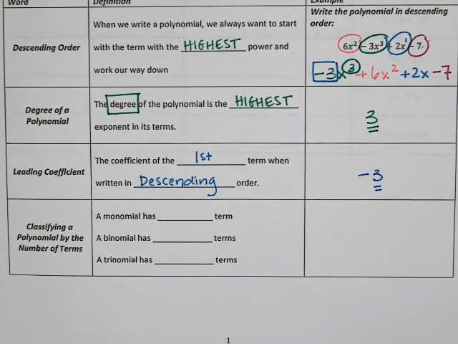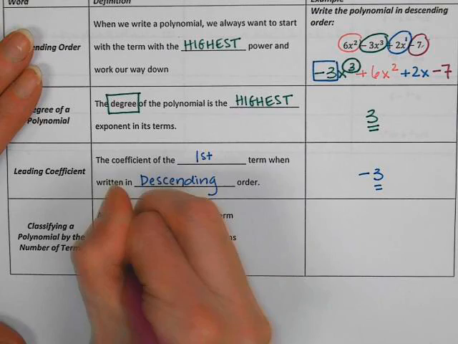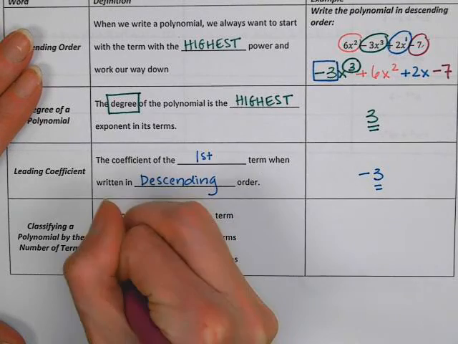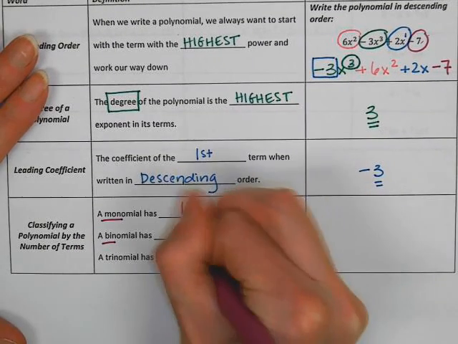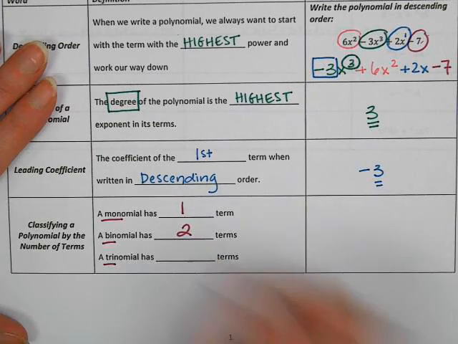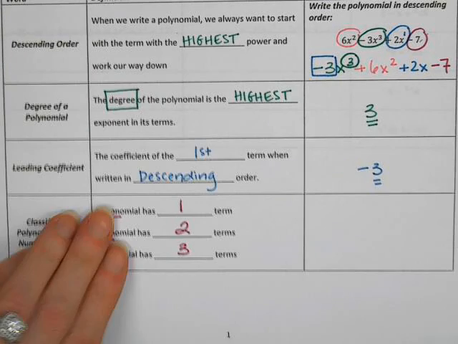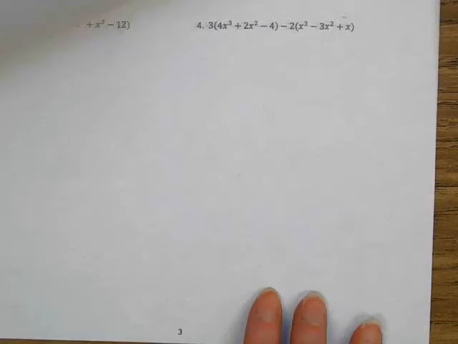Lastly, a couple vocab words to classify. A monomial has one term, because mono means one. A binomial has two terms, because bi means two. And a trinomial has 3 terms, because tri means 3. All right, that's it for page 1. I know today's is kind of boring.